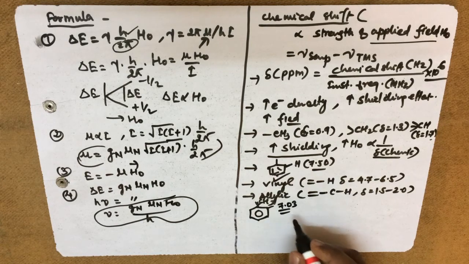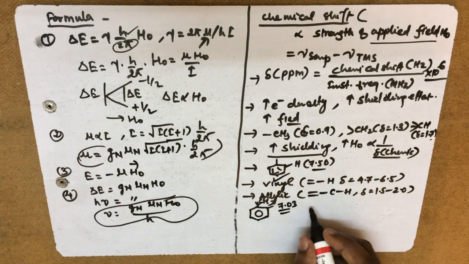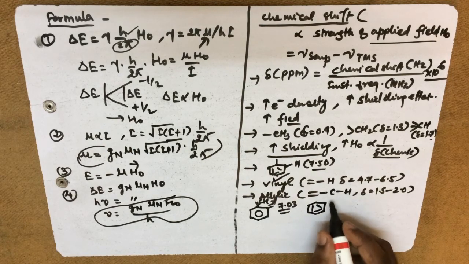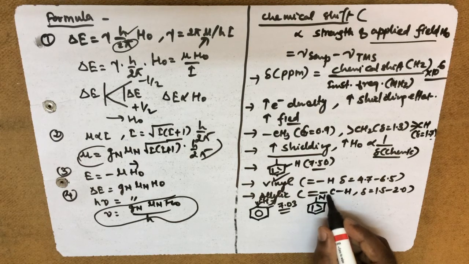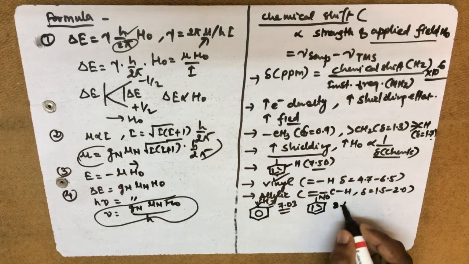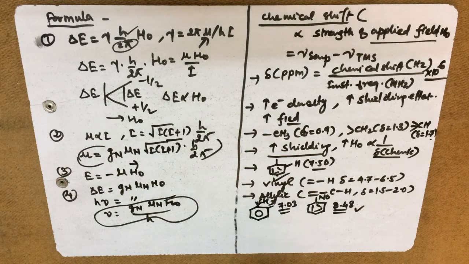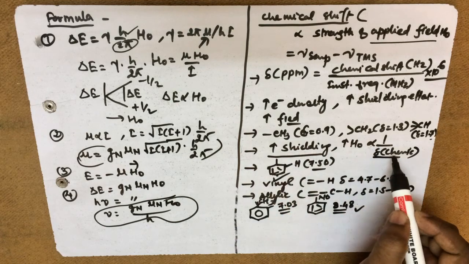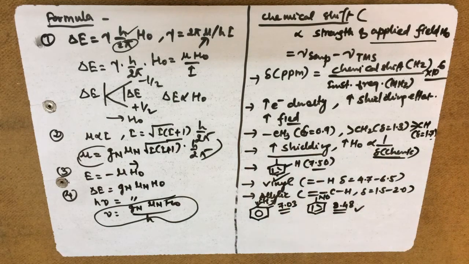If any electron withdrawing group is attached, then the chemical shift value increases at this position, so it becomes 8.48. So the chemical shift value just increases. As I told, with the relation, increased shielding means the chemical shift value will decrease.